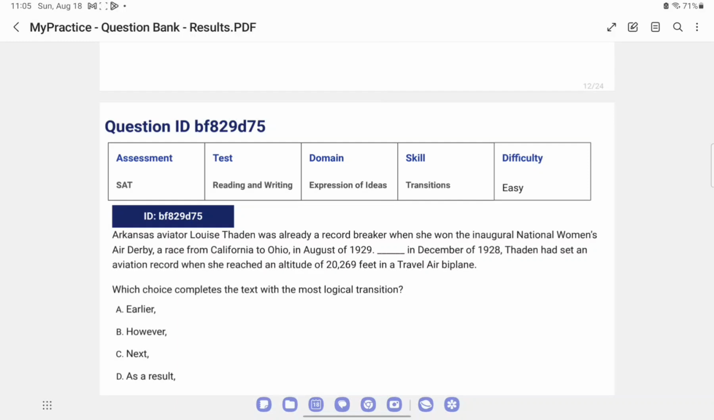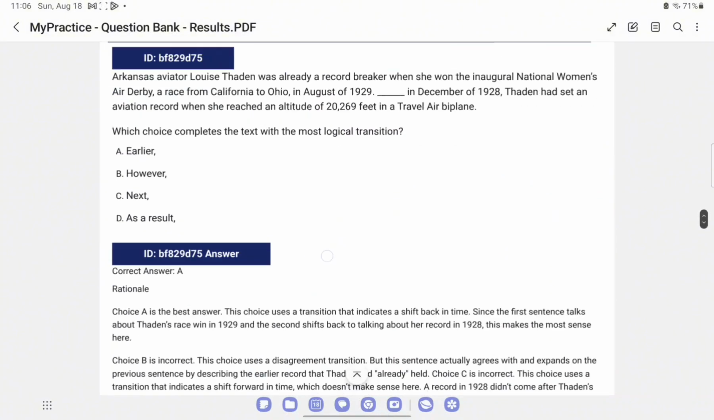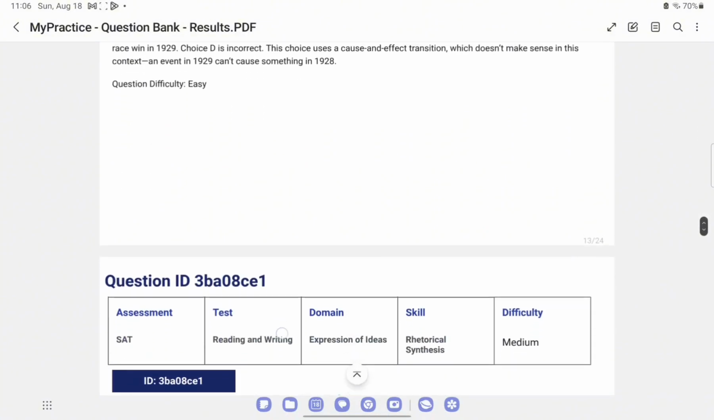So let me just say the sentence so you guys can hear what I'm hearing. Arkansas aviator Louis Thaden was already a record breaker when she won the inaugural National Women's Air Derby in August of 1929. Earlier, in December of 1928, she set an aviation record when she reached an altitude of 20,000 feet. Yeah, earlier.